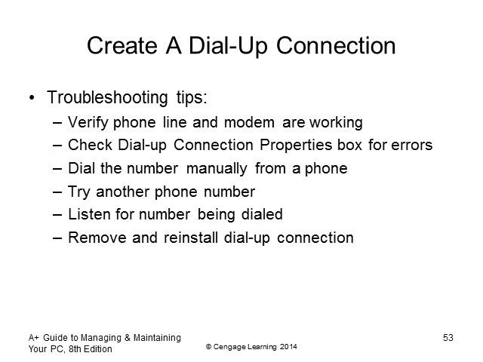So if you are using a dial-up connection and you're having problems, things that you want to verify in your troubleshooting process is to make sure the phone line and the modem are both working. Check the dial-up connection properties box to see if any errors have been reported. Try manually dialing the number from a telephone. Try another phone number. Listen for the number that's actually being dialed, and then remove and reinstall the dial-up connection. Sometimes it gets in there just enough to think it's there, but not all the way to make it work properly. So it's just a matter of removing it and starting over, getting it all out of its system.